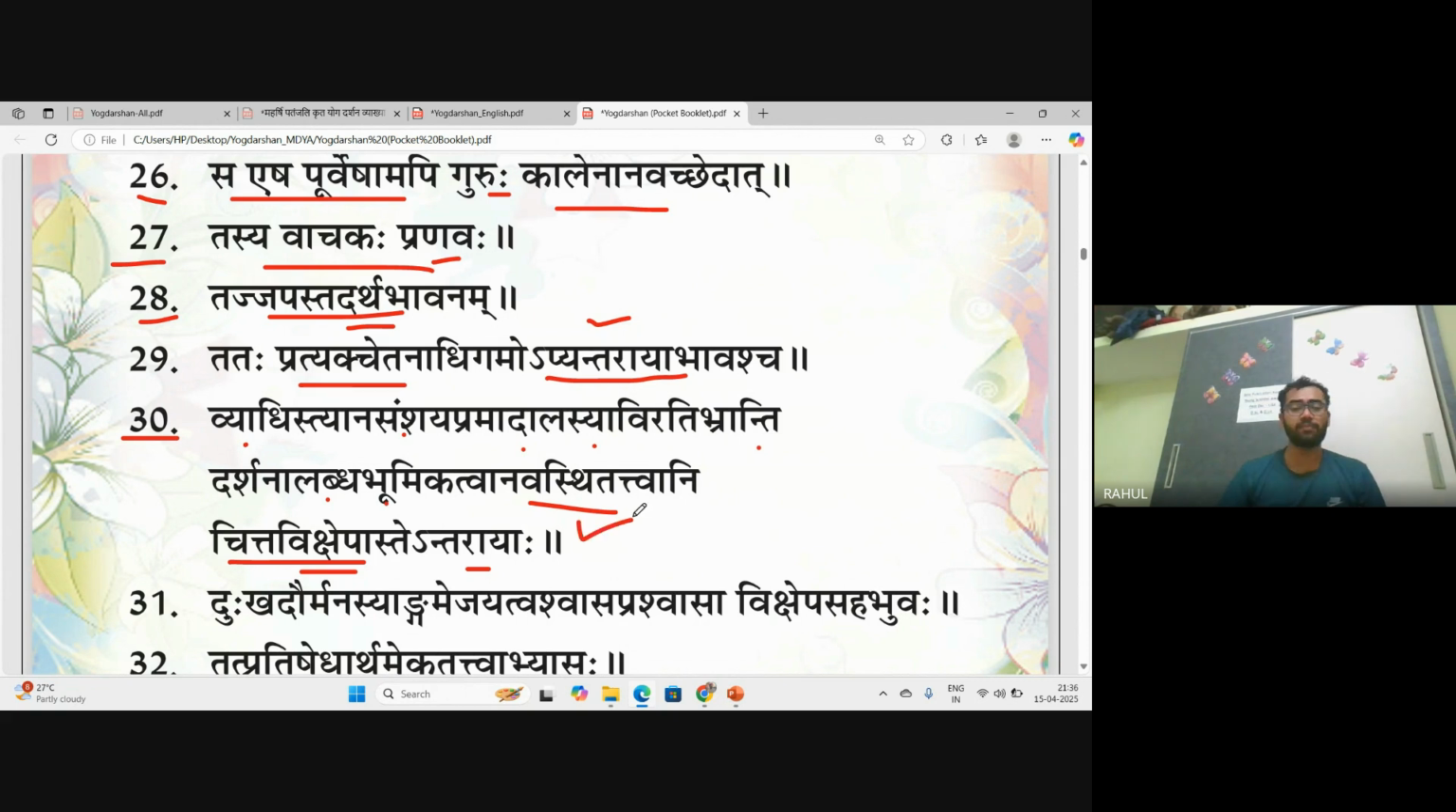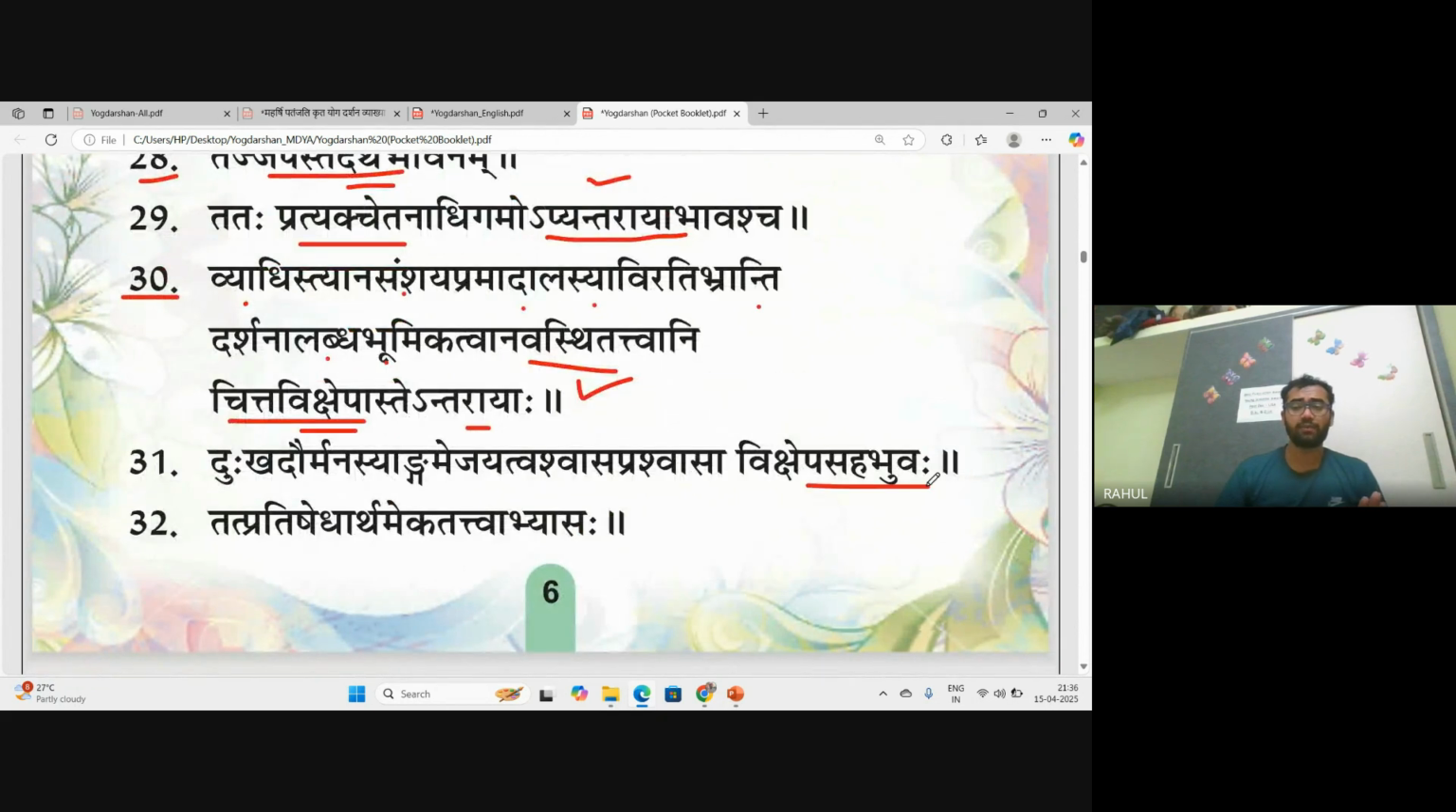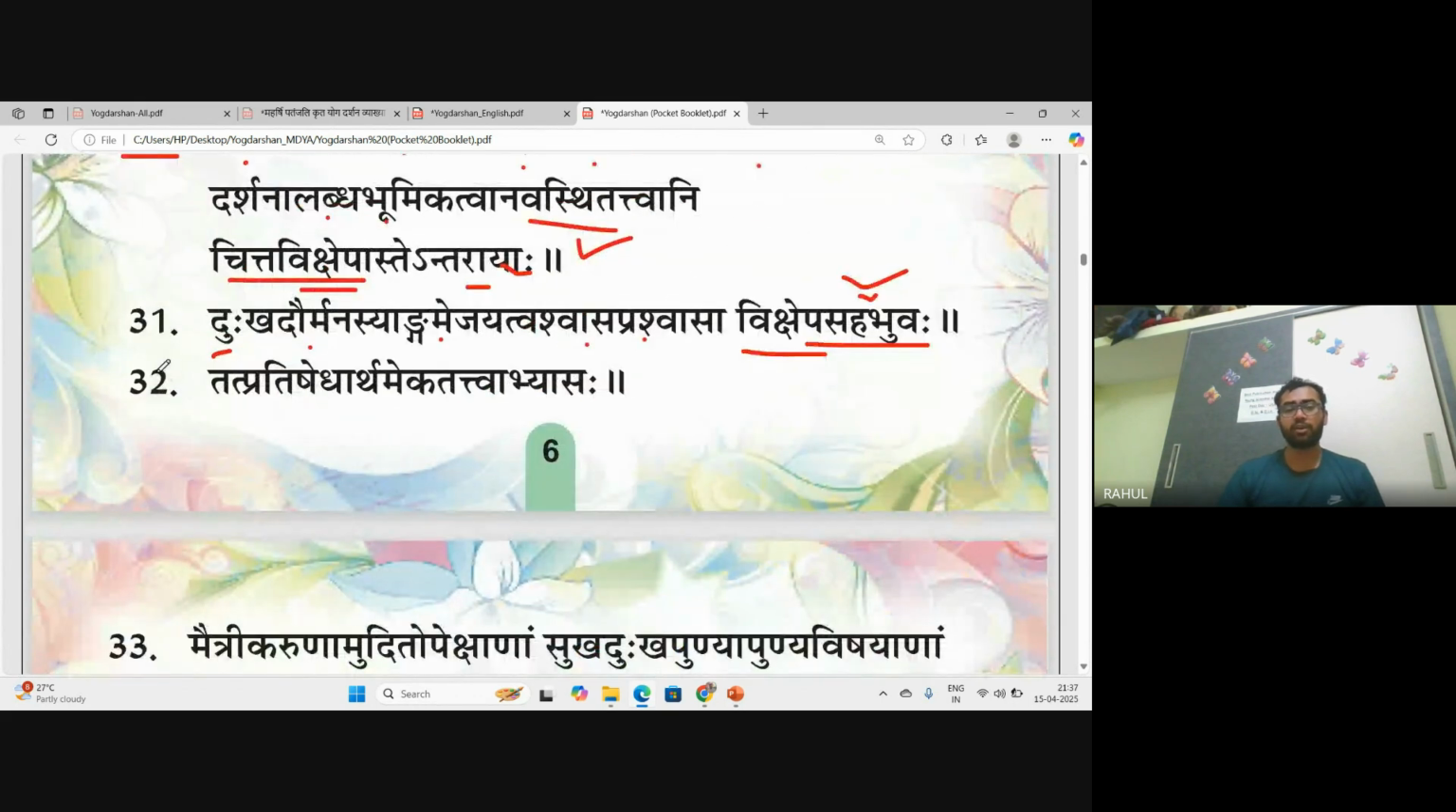The other things also come with the Antaraya, automatically free, like buy one get one free. With the Antaraya, the Sahabhuva come automatically free. There are five kinds of Sahabhuva. They also disturb our Vikshepa, they also disturb the chitta: Dukha, Daurmanasya, Angamejayatva, Shvasa, Prashvasa. These are the five Sahabhuva. Okay, the solution for these things: how can we overcome them?